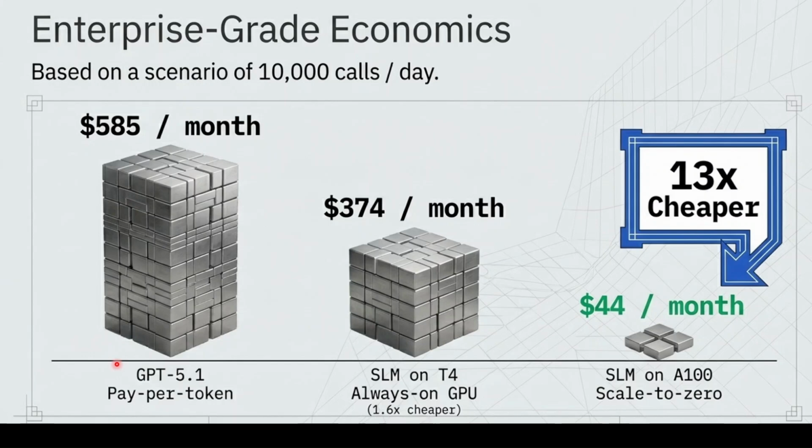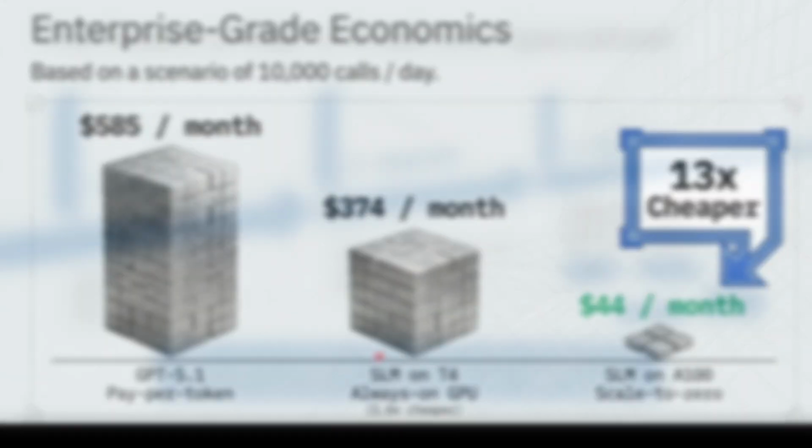Now, finally, let's talk about the economics. We started by assuming 10K calls per day, and if you're running the GPT-5 model, we spend around $585 per month. Now, if you take the fine-tuned SLM model running on an A100 GPU virtual machine with scale to 0, it costs around $44 per month. That's roughly 13 times cheaper than the GPT-5 model. However, if you're considering a production setup, you may need an always-on model, and it costs around $374, which is 1.6 times cheaper than the GPT-5 cost. This is what makes text-to-SQL viable at scale.